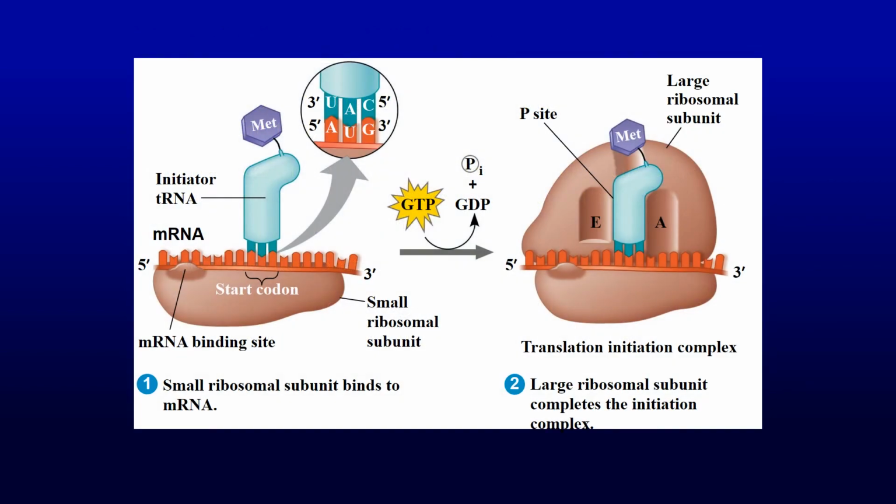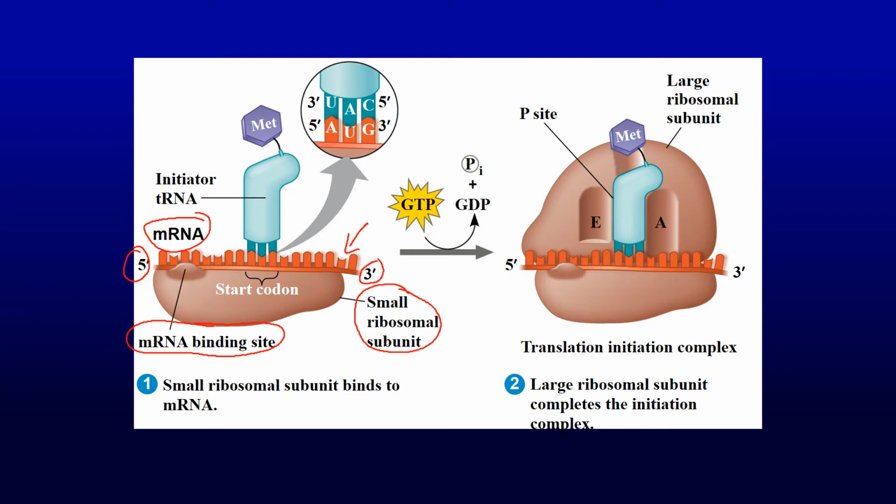Okay, so let's take a closer look at translation, and we're going to start this process by looking at the start of translation. So here we've got our small subunit. Here we've got our messenger RNA molecule, and it's attached to the small ribosomal subunit at the messenger RNA binding site, and that's at the 5' end. And there's our 3' end of the messenger RNA.